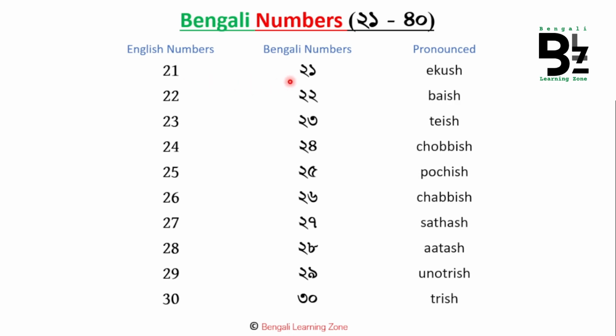21, 22, 23, 24, 25, 26, 27, 28, 29, 30, each English number followed by its Bengali number.